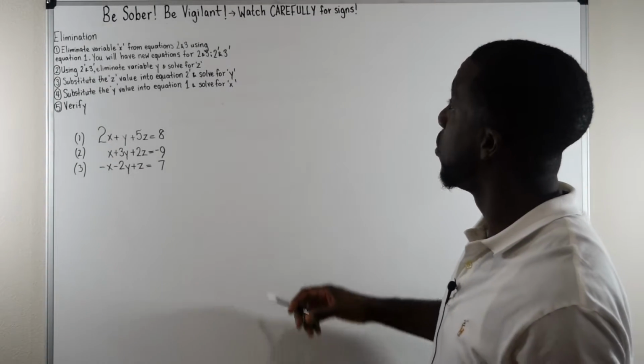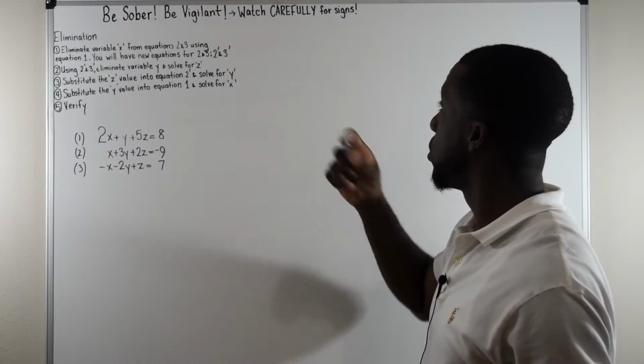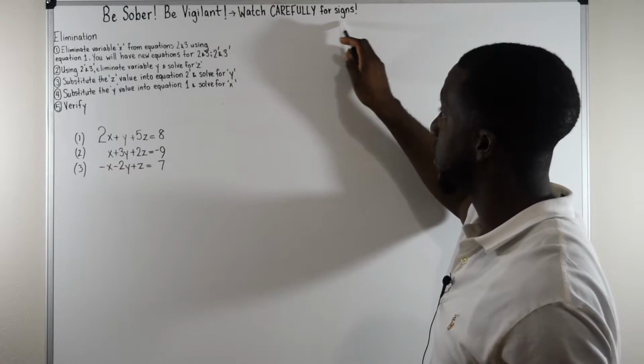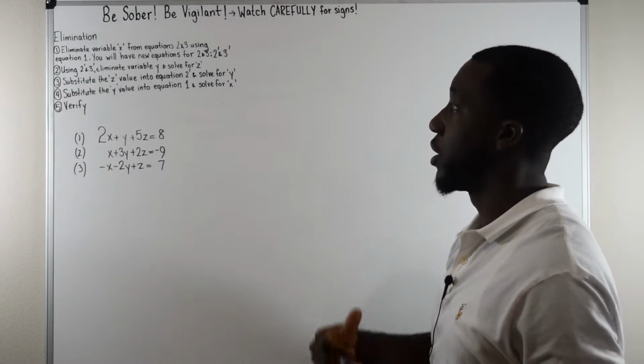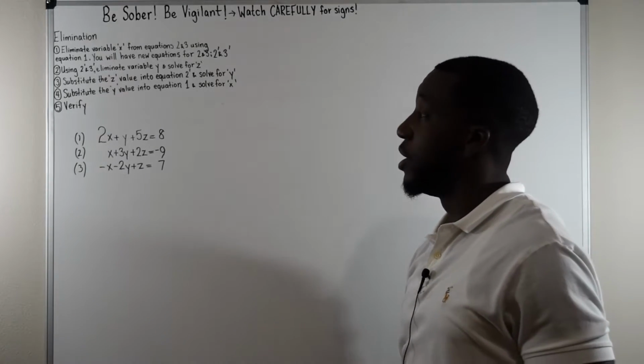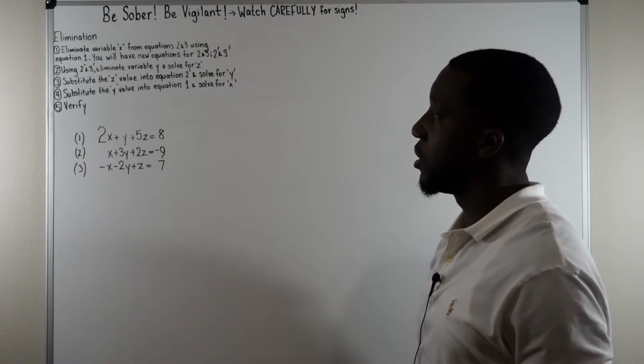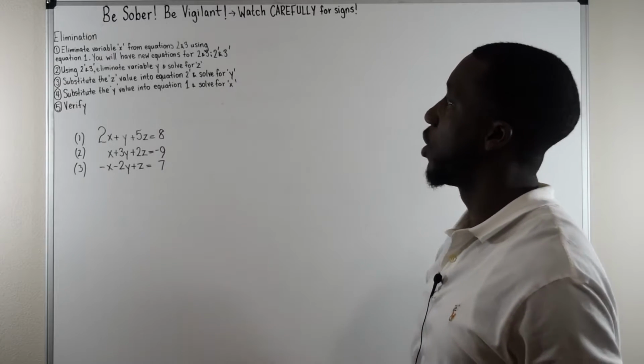With elimination, you want to be very careful when you're doing this. You want to watch carefully for the signs. If you mislabel a negative or positive, you're going to get it wrong. You're going to get frustrated and you're going to run out of time. So you gotta get your practice in. If you use these rules, you can never go wrong.